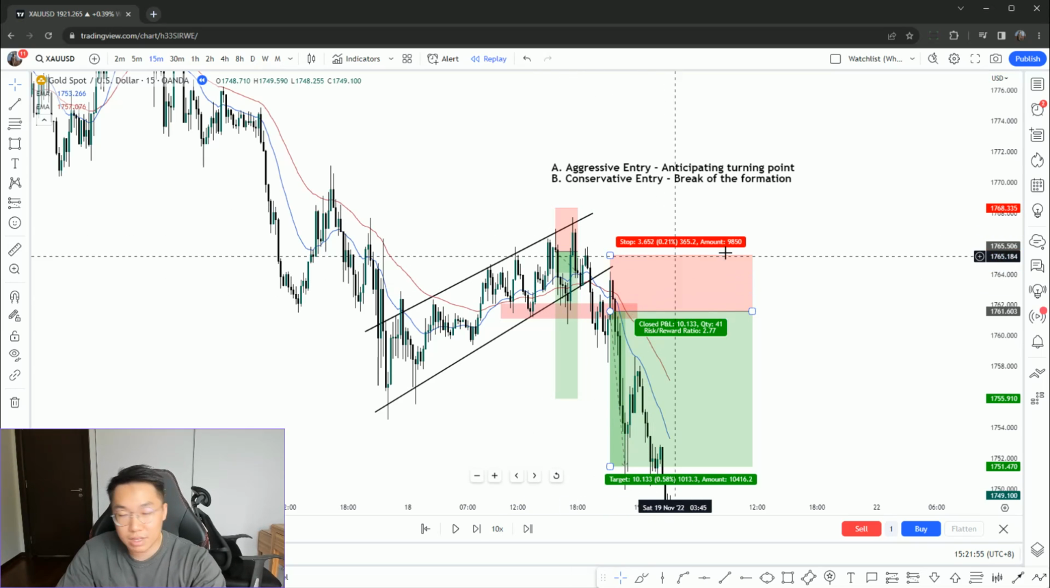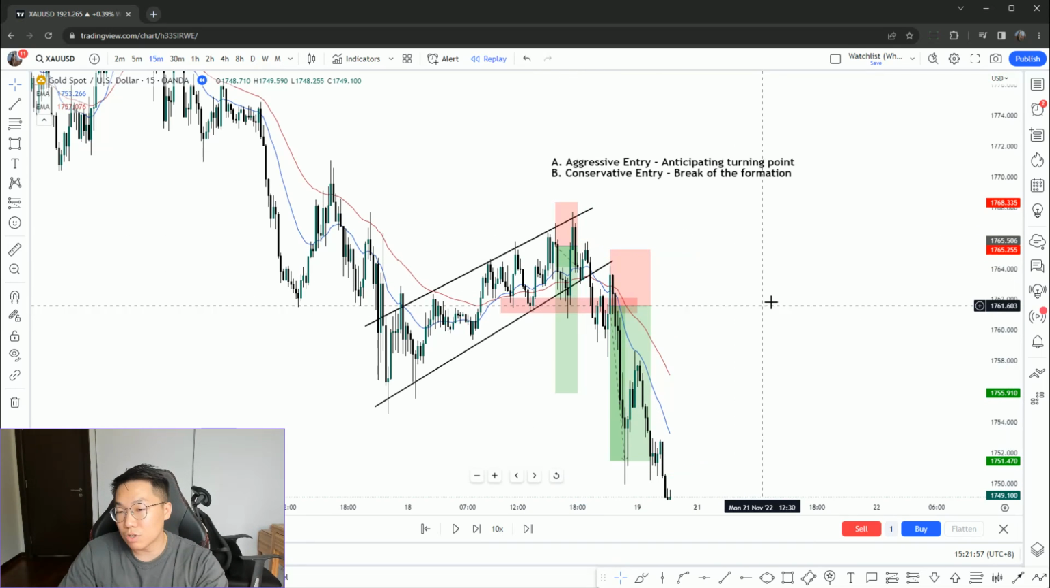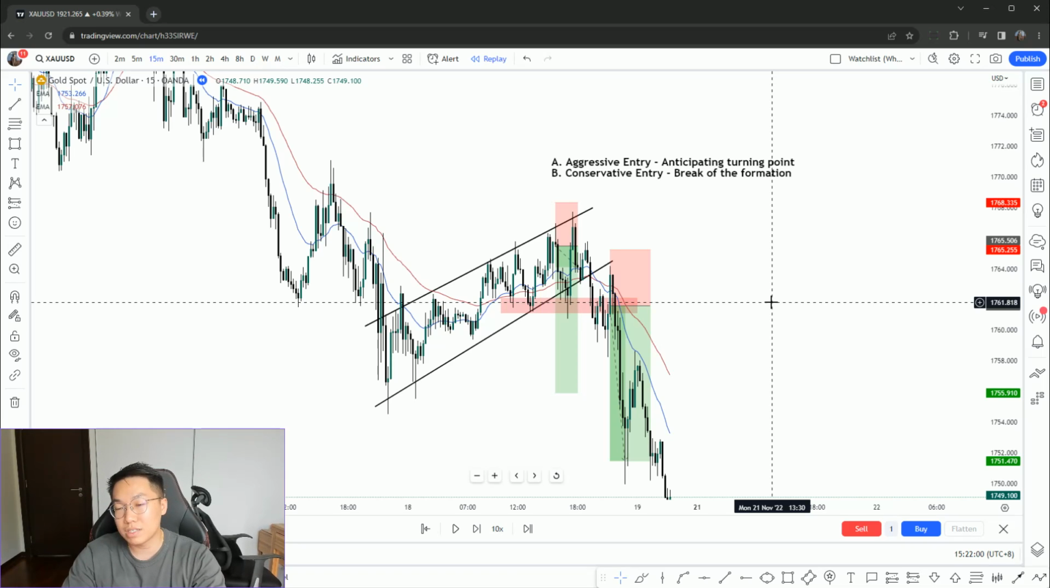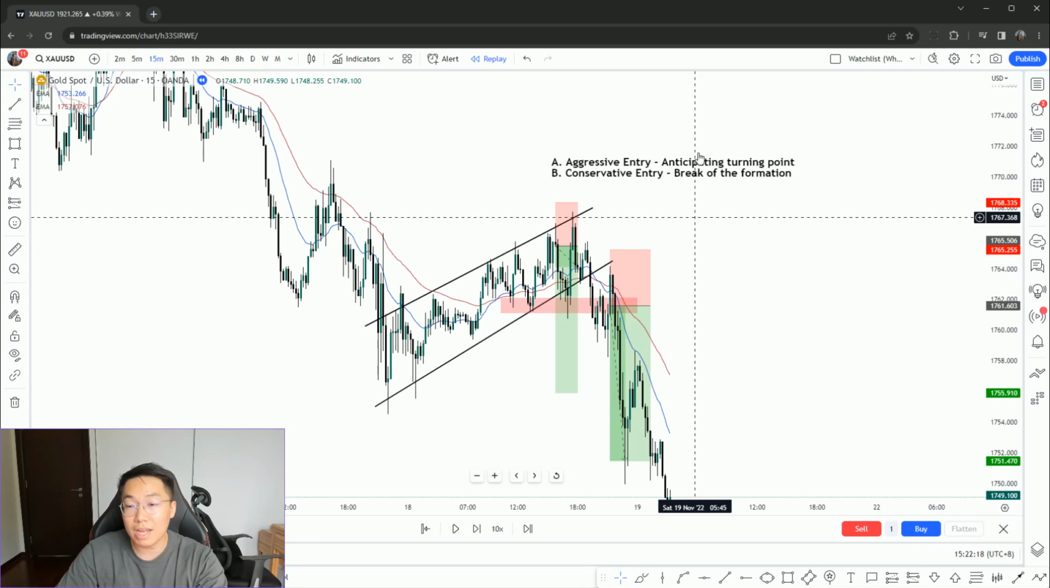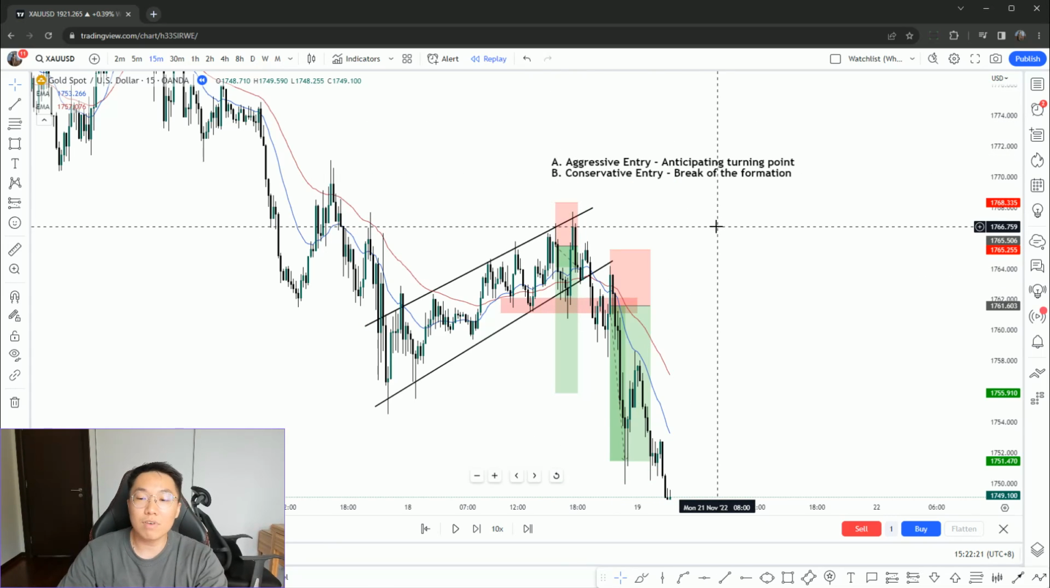Aggressive entry, conservative entry. So what's the pros and cons of a conservative and aggressive entry? Is mainly your price position. And the price position ultimately affect the way you manage the setup and your risk reward ratio. So let's talk about the pros of an aggressive entry. The good thing about an aggressive entry, this one, is you have a good understanding of the pattern itself. You know when a flag is going to happen before it actually happens. Therefore, you set yourself ahead of the crowd.